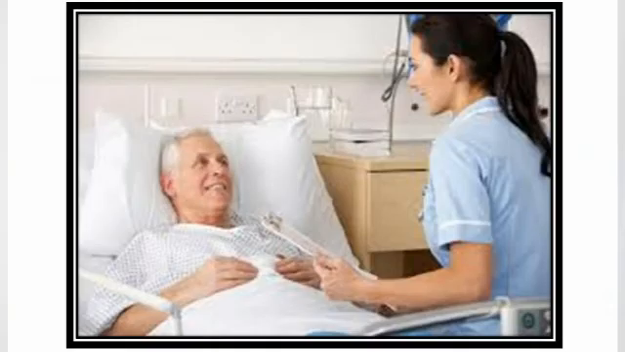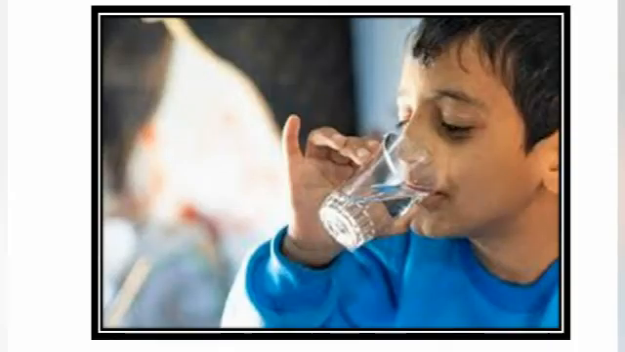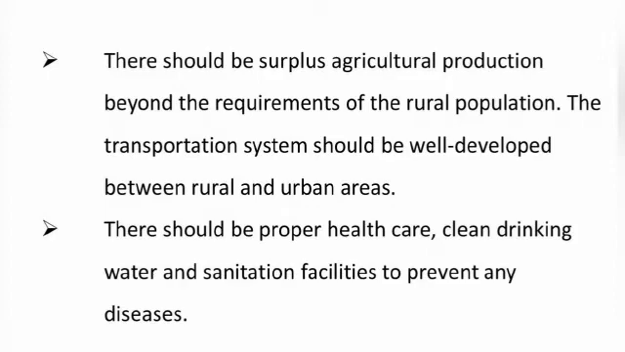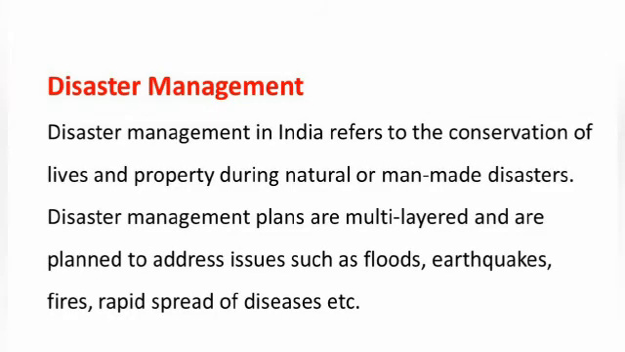There should also be proper healthcare, clean drinking water, and sanitation facilities to prevent any diseases. Especially during such a situation, diseases very easily get spread out because of dirty water and lack of food supply. So when the health gets completely deteriorated, in order to stop all these issues, proper healthcare needs to be given to people. Drinking water also needs to be supplied. So this somewhere will help in protecting people from diseases.